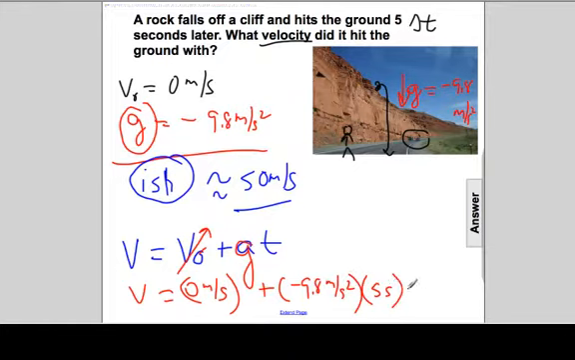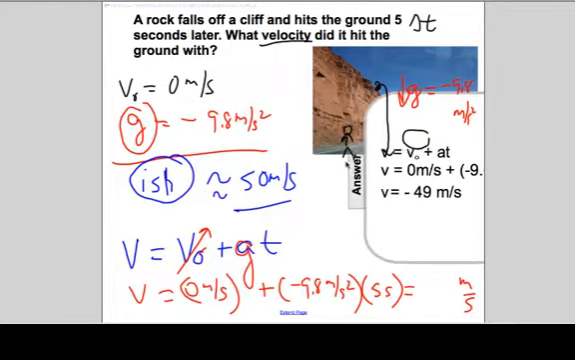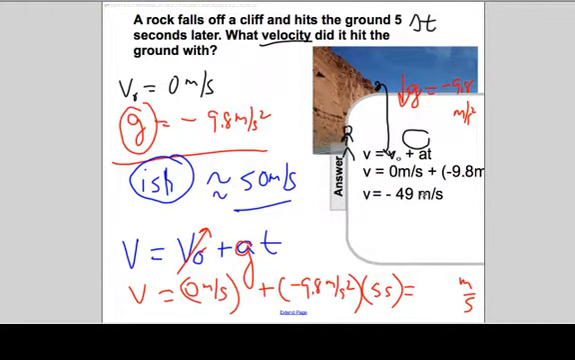Acceleration times time is going to be meters per second. And then when we reveal the answer, negative 9.8 times 5, oh, it's very close to 50, but it's not 50. It's 49, and it's negative, it's going downwards. Negative number times positive time is negative, and it would hit the ground at 49 meters per second. Pretty fast. Stay out of the way.